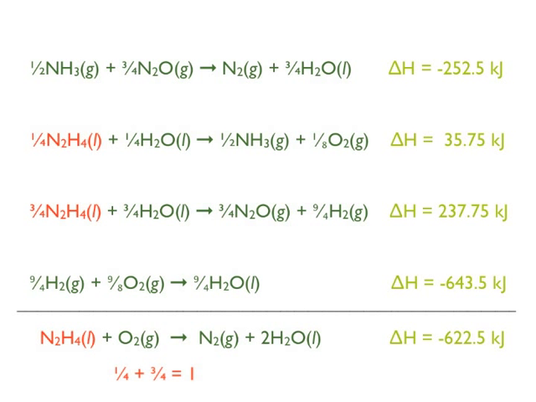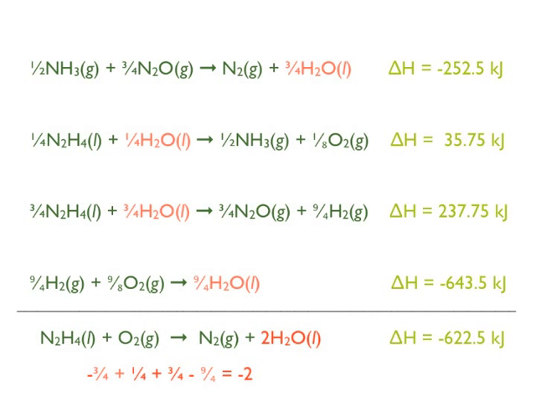So we'll start with the hydrazines. We have 1/4 on the left plus 3/4 on the left, so we got our 1 mole of hydrazine on the left. Let's see if the oxygens add up. We have 9/8 on the left, and we subtract the 1/8 on the right to get 1 mole of oxygen on the left. That works. And what about the nitrogen? Well, we just have that 1 mole on the right, so that works.